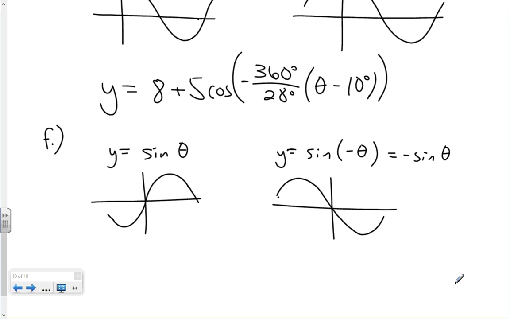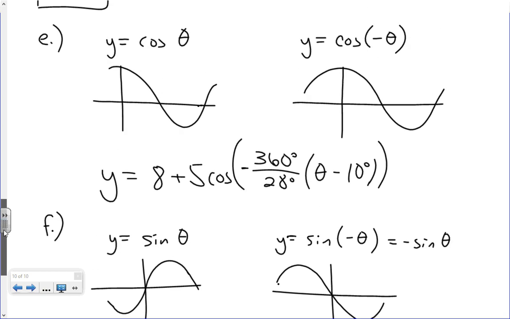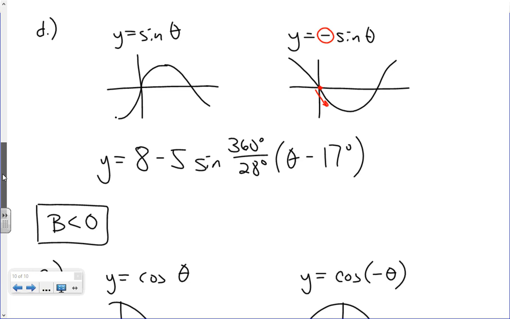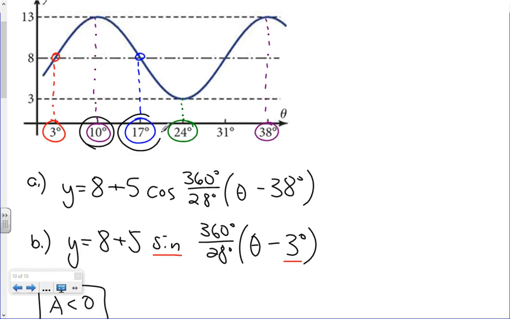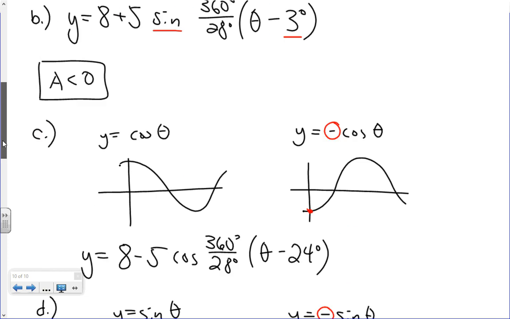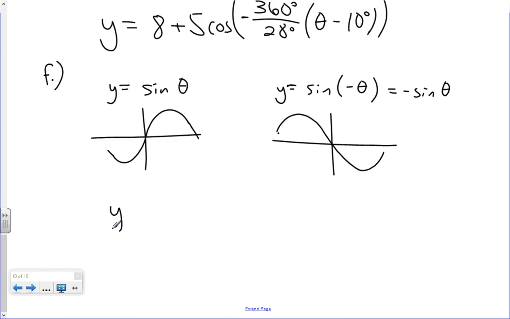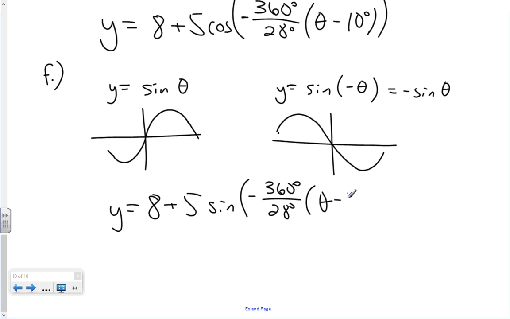So it turns out that the same value of theta that we came up with for a negative sine of theta can be used here. That was this guy right here. That was the 17 degrees. We'll go back up here and mark that. But I'm looking now for where I cross the sinusoidal axis and I'm decreasing, which is what I'm seeing happening right here. So the 17 degrees will work for that. All right, so our equation then is y is equal to 8 plus 5 times the sine of a negative 360 degrees over 28 degrees times theta minus the 17 degrees.